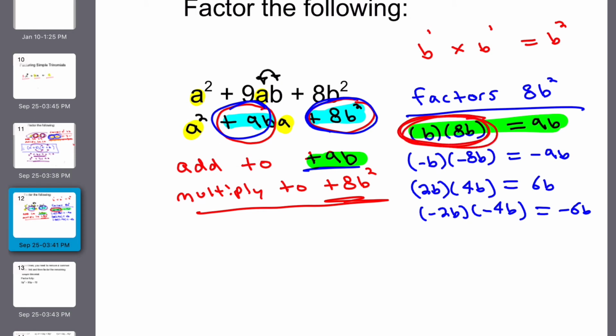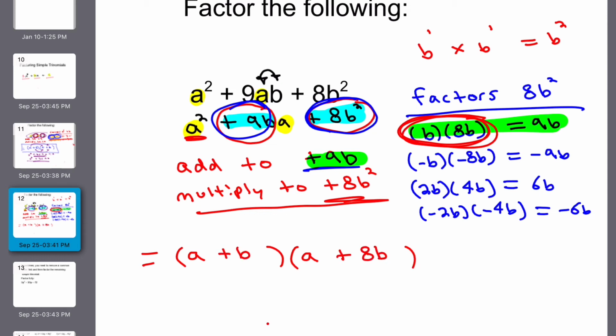Realistically, when you're listing these factors or thinking them in your head, as soon as you find the one that works, you can go right to the answer. So our answer, remember, we're going to go brackets. In the brackets, we put our variable first. In this case, our variable was the a. So we're going to put an a here and an a there. Don't mistake it for a 9. It's just an a. Then we put our two numbers that we came up with, b and 8b. So we can go plus b and plus 8b.